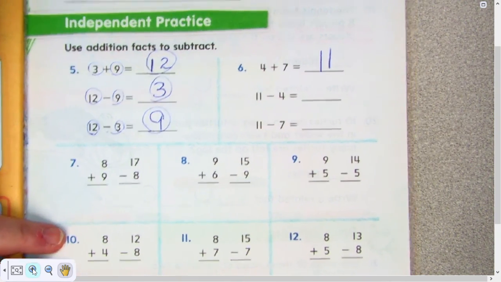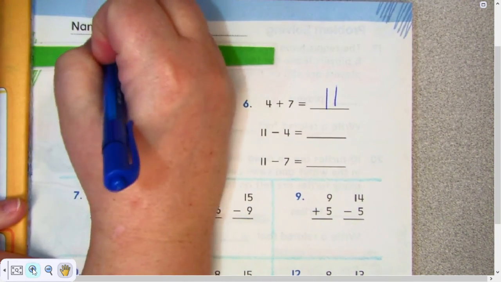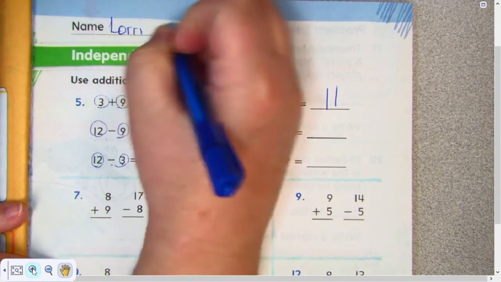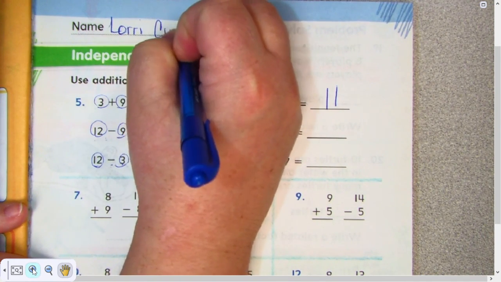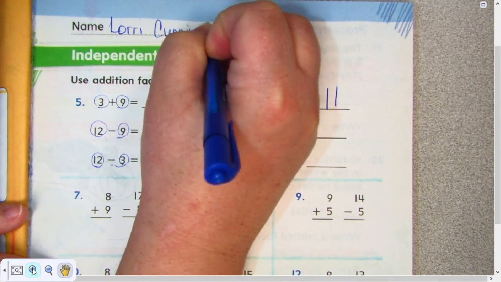All right, so let me put 11 on here. Oh my gosh, look what we forgot to do. Put our name on our paper. Oh my goodness, it's a Monday morning. You can tell, definitely.